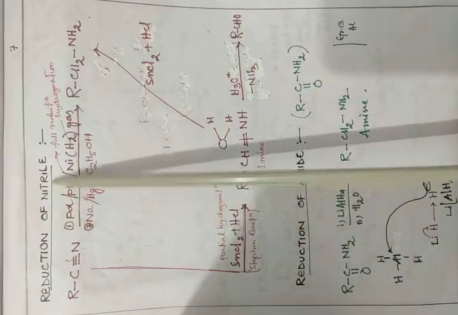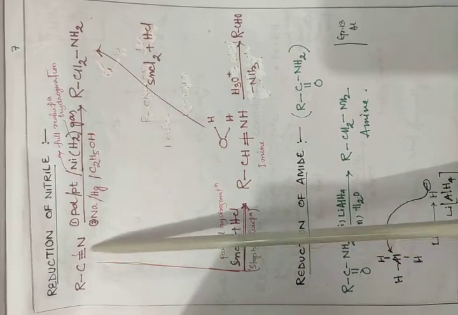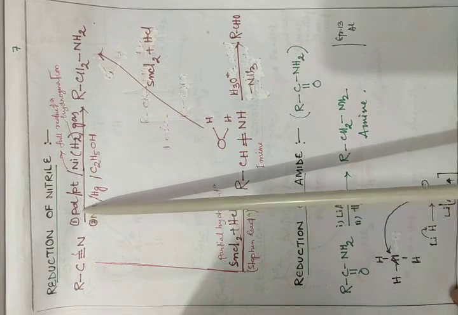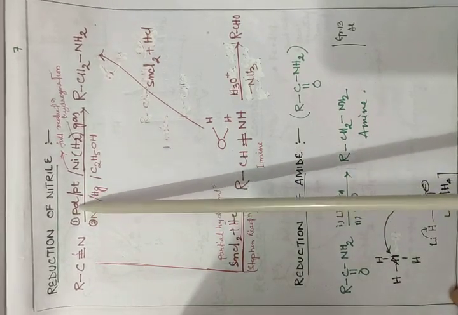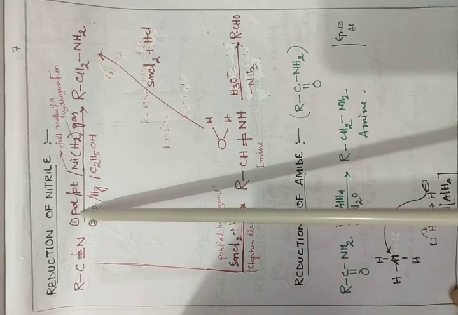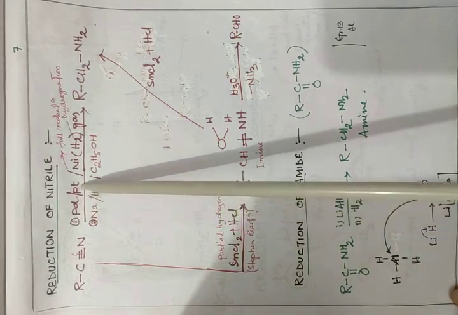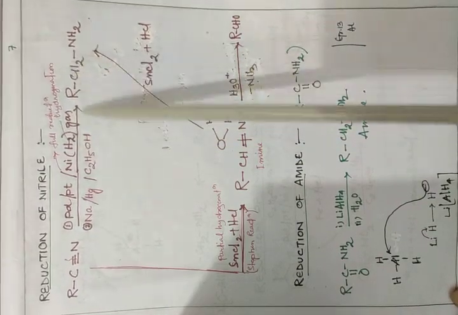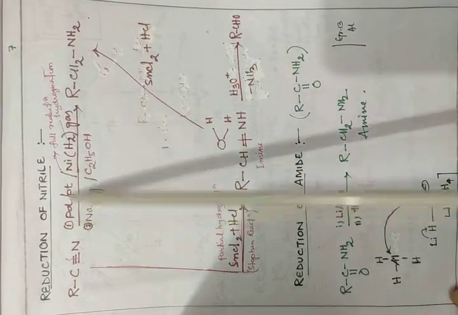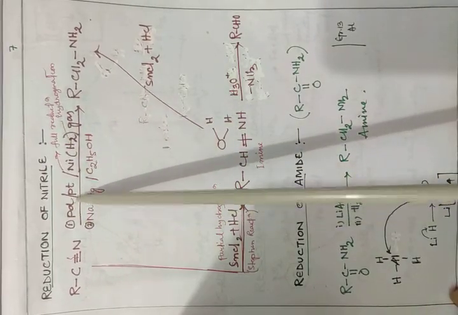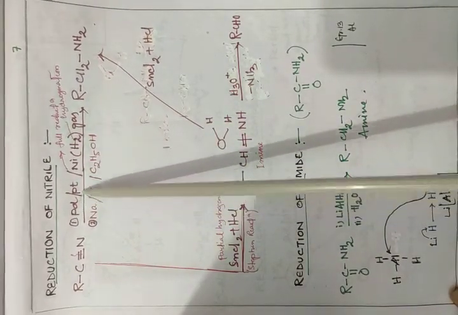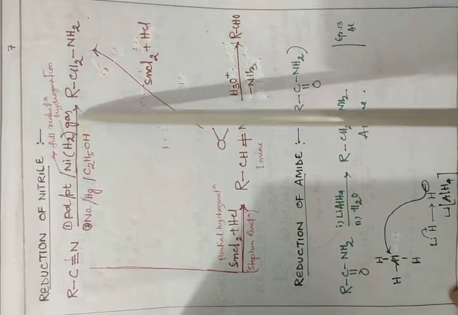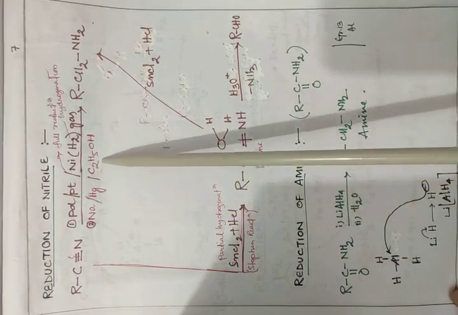So next is the reduction of nitrile. Here this is the nitrile group only, and here we will do the reduction. When we do reduction, at that time we have to use palladium, platinum, nickel, and then hydrogen. So that means hydrogenation. So here, if we are using full reduction by using platinum, palladium, nickel, and hydrogen gas, or we can use sodium amalgam in ethanol.